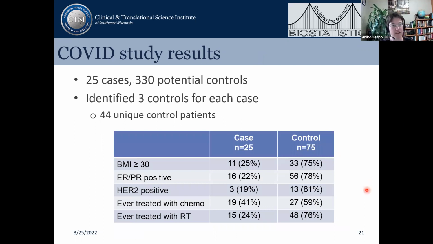So the result was we had 25 cases. We had over 300 potential controls, and we were able to define 3 controls for each case, but it actually resulted in only 44 unique control patients. So there was actually a lot of reuse. This is probably more than is typical, I would say.